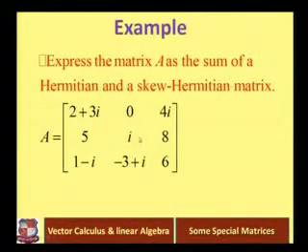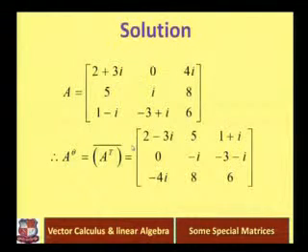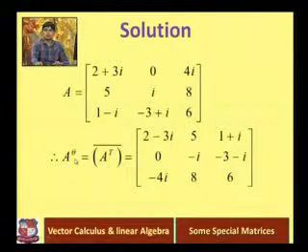To verify, let us take an example: 2 plus 3i, 0, 4i; 5i, 8, 1 minus i; minus 3 plus i, and 6. First of all, find the transpose conjugate of that matrix, which is 2 minus 3i, minus 5i, minus 3 minus i; 0, 8, 1 plus i; minus 4i, and 6.